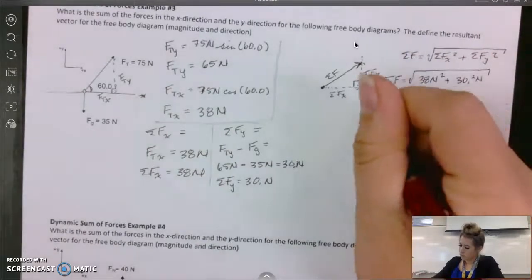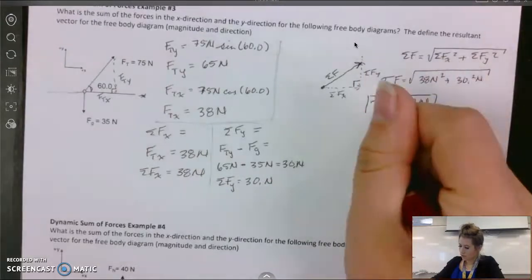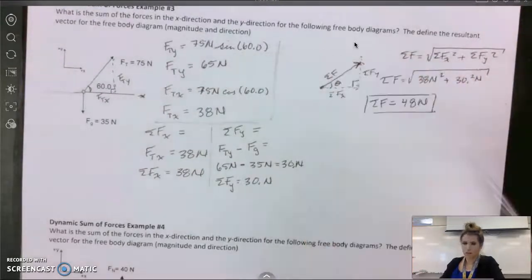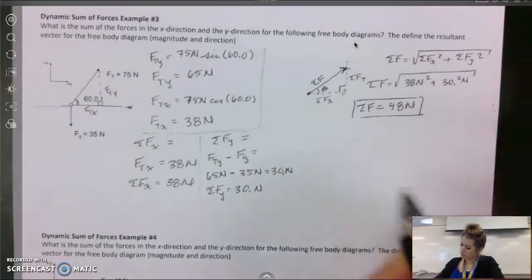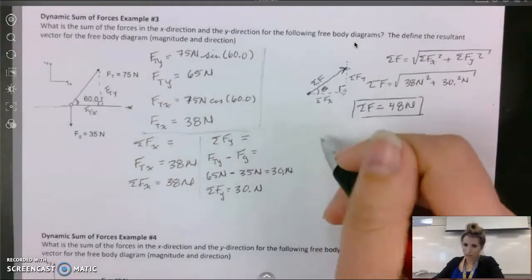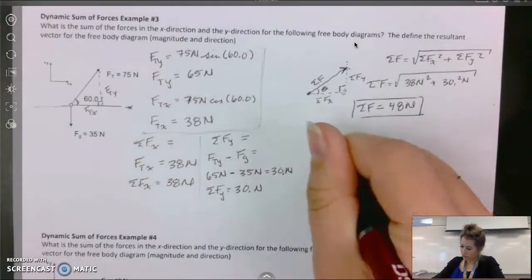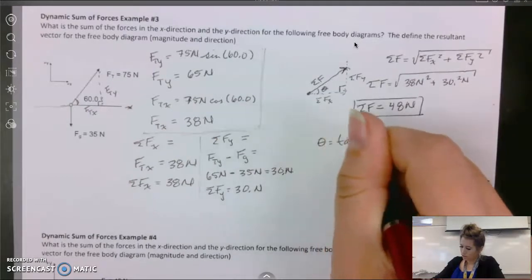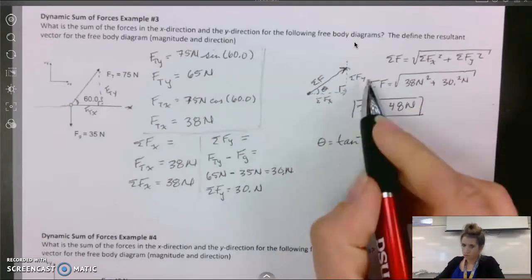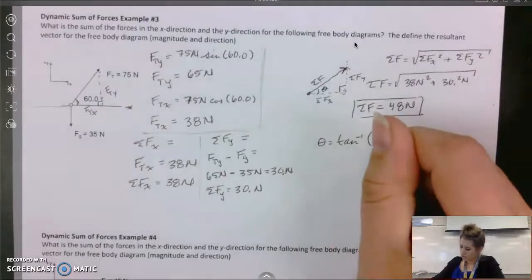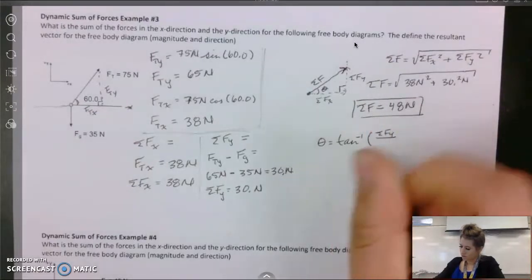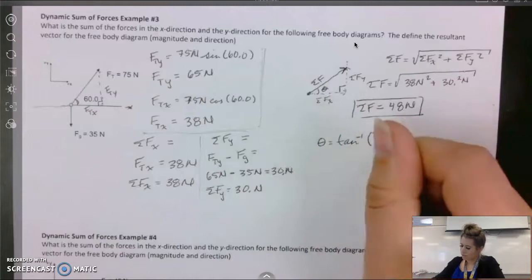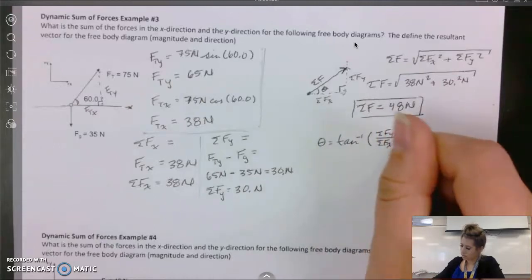Okay, so we have the magnitude, but now we need the direction component. We need to know what theta is here. And so we're going to use the tan inverse, right? So theta will equal tangent inverse of opposite, which is the y for this, the sum of the forces in the y, divided by adjacent, which is the sum of the forces in the x.